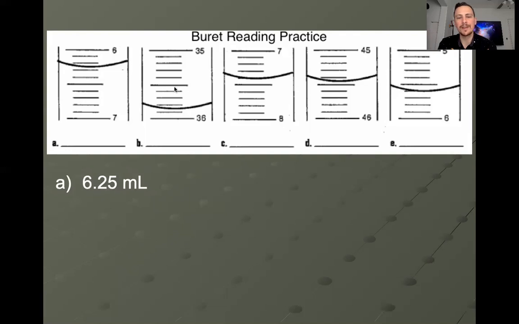So I gave you the answer for B. We'll do that one together too. We have 35 through 36. We have 35.5, 0.6, 0.7, 0.8. This again looks right in the middle between 35.8 and 35.9. So I would say that's 35.85 milliliters. So take a second and do C, D, and E on your own, and we'll talk through it in a moment.